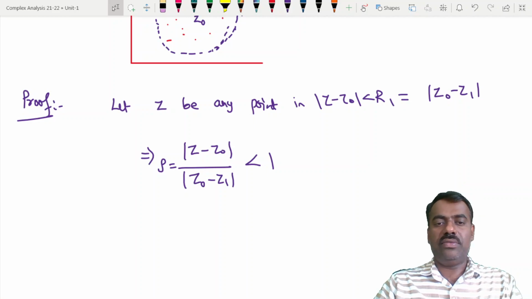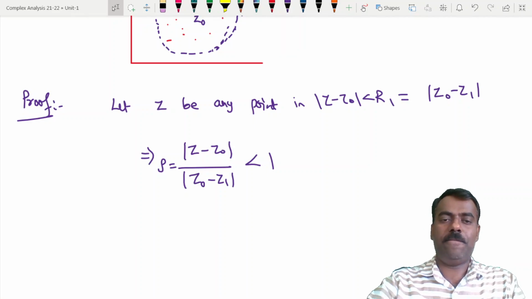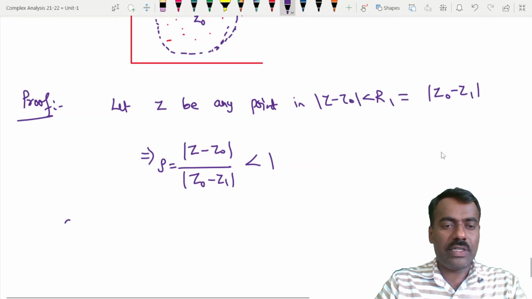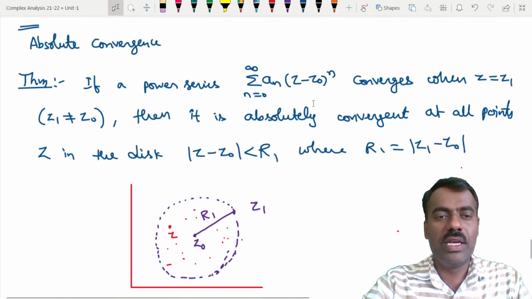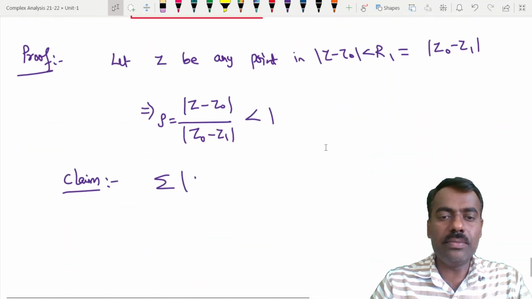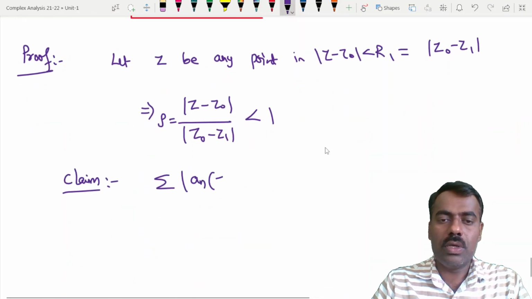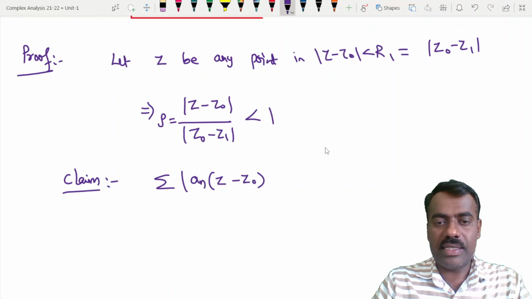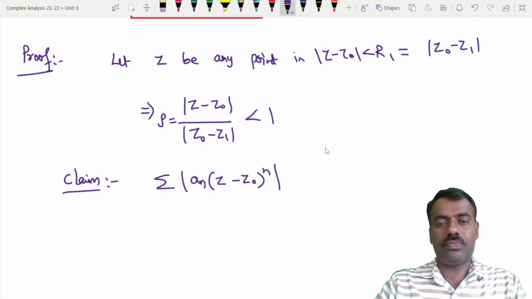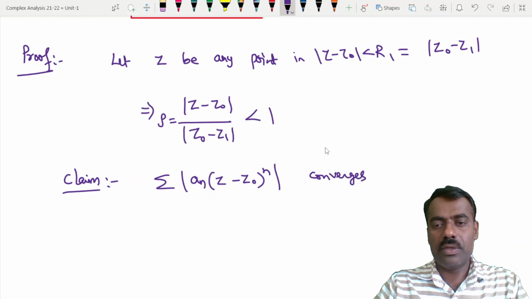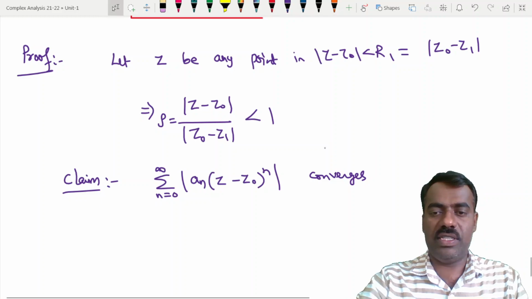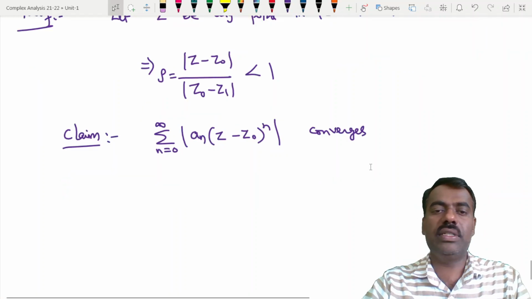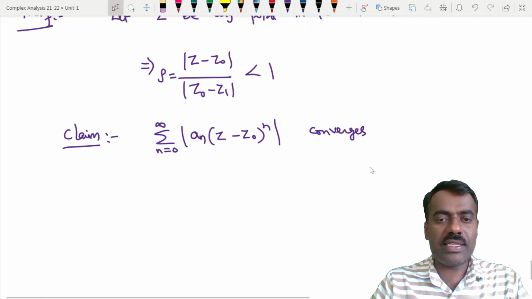Okay, and we know that this rho is less than 1, right? Our claim is to show that at this point z, the series summation mod a_n into (z minus z naught) whole power n converges, so that it becomes absolute convergence, right? This modulus should converge.